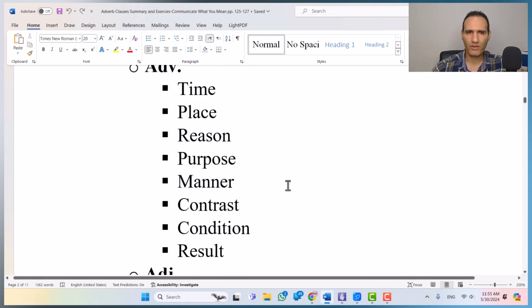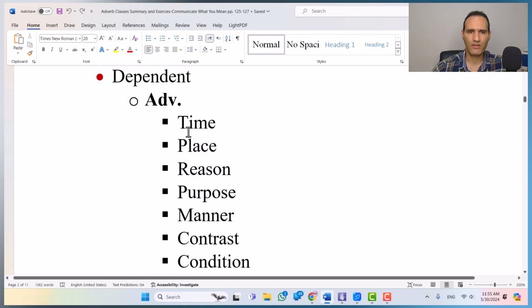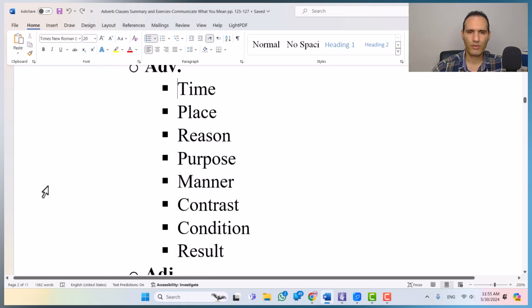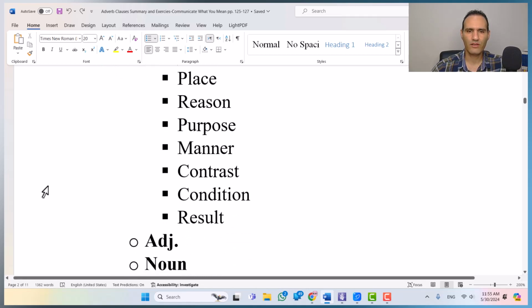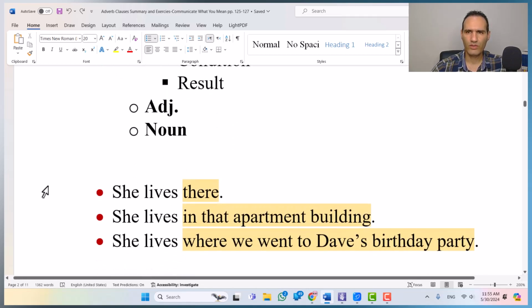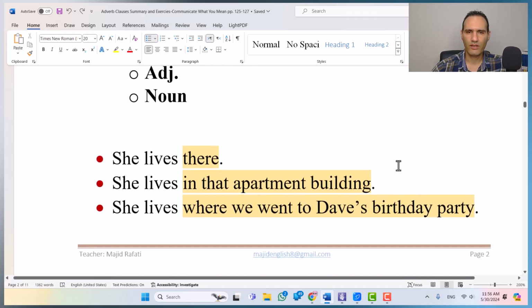And this chapter for us covered just adverb clauses, which are divided into time, place, reason, purpose, manner, contrast, condition, and result. We talked about them one by one in details in the previous videos, but here just a wrap up.